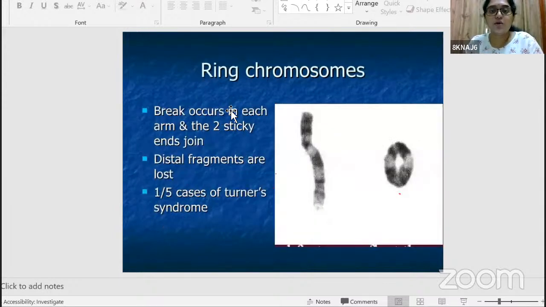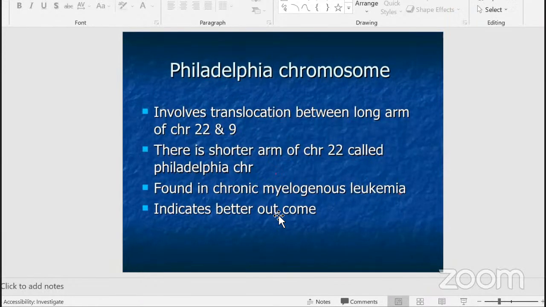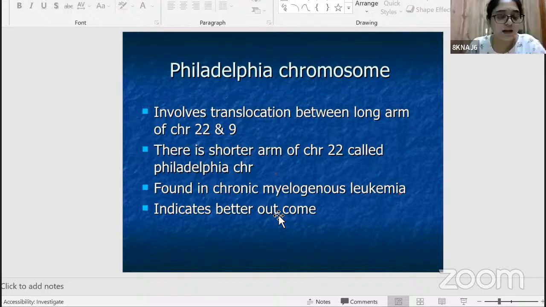And in the case of ring chromosomes, there is a breakage occurring. This is another structural anomaly that is taking place. There is a break in each arm, and both the sticky ends join together, forming a ring chromosome. The distal fragments are totally lost, and this is seen in around 1/5 of cases of Turner syndrome patients. And in the case of a duplication, an extra chromosomal segment within the same homologous chromosome is added, and then it is added to the non-homologous chromosome. Again, it is dependent upon the kind of segment that is being added.